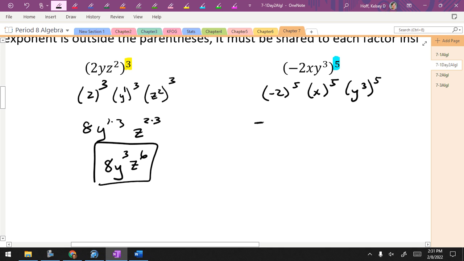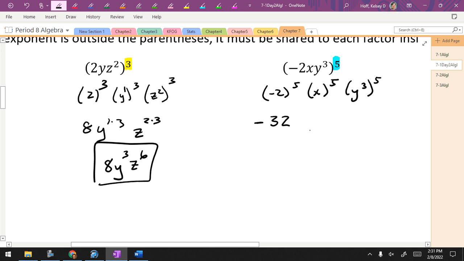Now, in this case, you really don't need a calculator. We need 5 of them. 2 times 2 times 2. Let's start over. 2 times 2 times 2 times 2 times 2. 32. So you have negative 32.